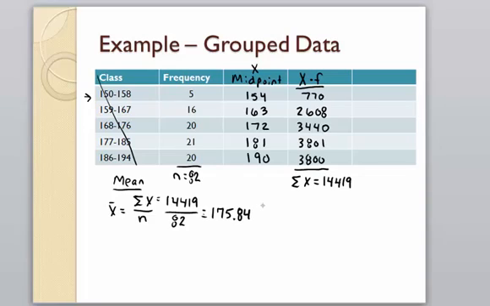We do not do a median for a grouped frequency distribution. So we skip then to the mode. Again, the mode is the class or the value that occurs most often. We can simply look at our frequencies and identify the class that has the highest frequency, which is this class that has a frequency of 21. We can write that our mode is 177 to 185. It is also acceptable to give your answer in terms of the midpoint. So you could also have said that the mode was 181. Those are our two measures of central tendency for a grouped frequency distribution.